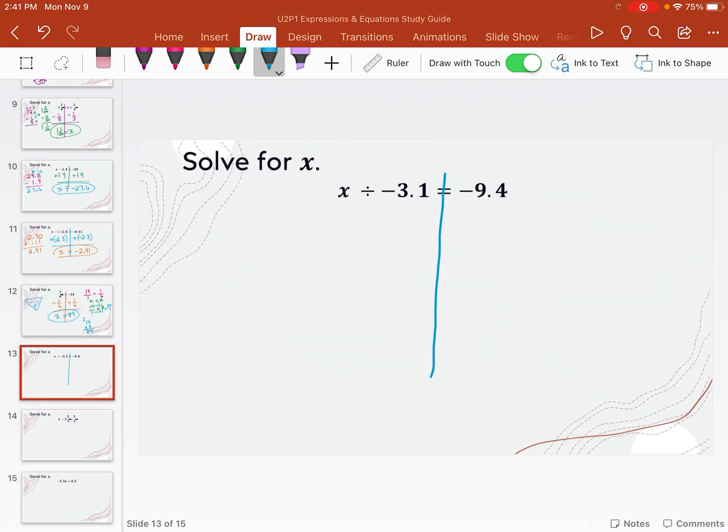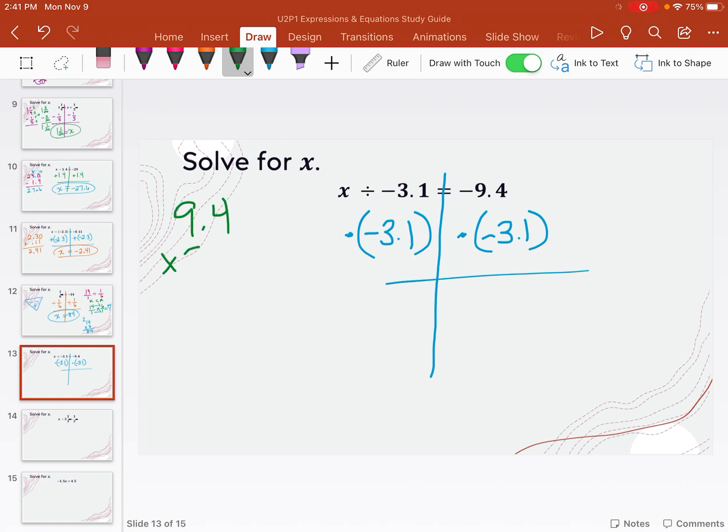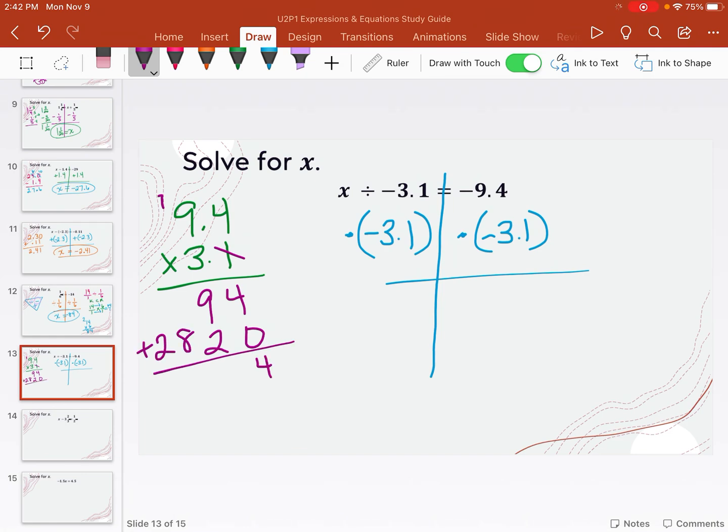Okay, dividing by negative, so I'm going to multiply by -3.1, multiply by -3.1. Okay, so I've got 9.4 times 3.1. 1 times 4 is 4. 1 times 9 is 9. Tic-tac-toe. 3 times 4 is 12. Carry my 1. 3 times 9 is 27 plus 1 is 28. And add it up. 4 plus 0. 9 plus 2. Carry my 1. 9, 2. And then remember 1, 2 decimal places, 1, 2 decimal places.